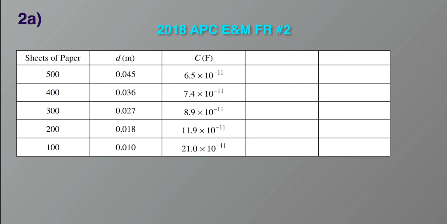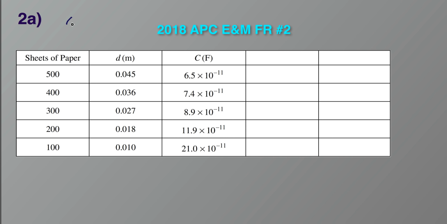And what we're going to do is keep using different amounts of paper, changing the thickness of our dielectric and measuring the capacitance. And the first thing it asks us is what we would want to graph in order to find a straight line that we could use for a numerical value for the dielectric constant of the paper.